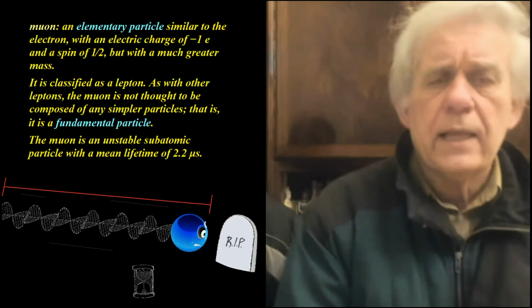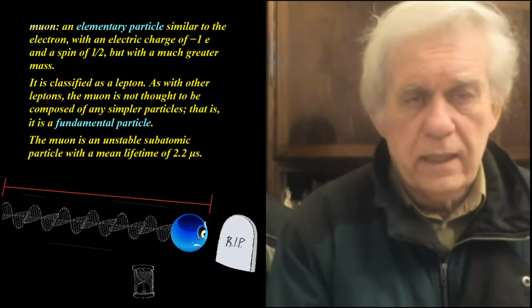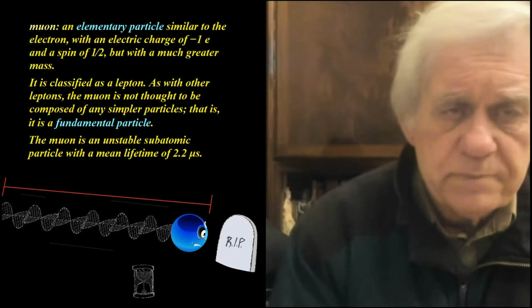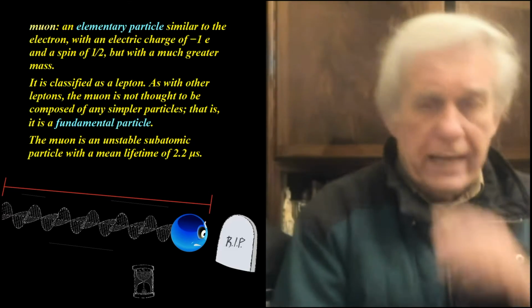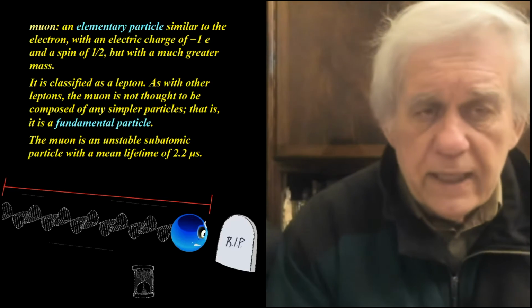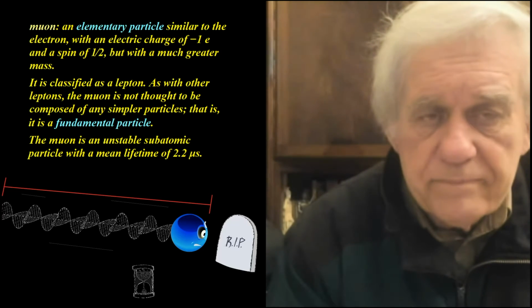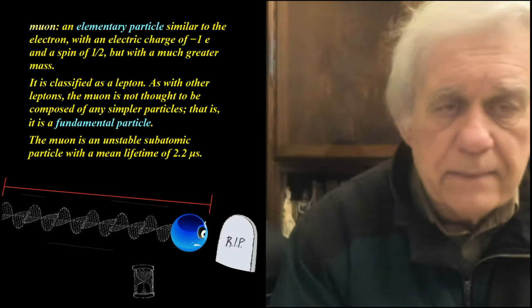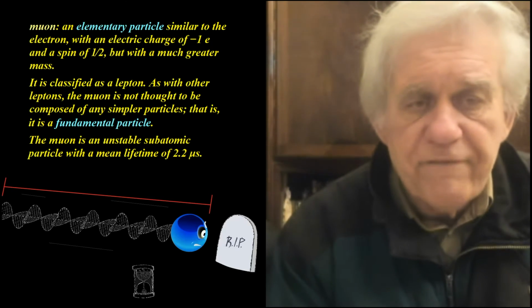You look it up, and here it is, the definition of what a muon is. It says muon, an elementary particle, similar to the electron with an electric charge of blah blah blah, and a spin of half, but with a much greater mass. So all it is is a heavy electron. It is classified as a lepton. As with other leptons, the muon is not thought to be composed of any simpler particles. That is, it is a fundamental particle.